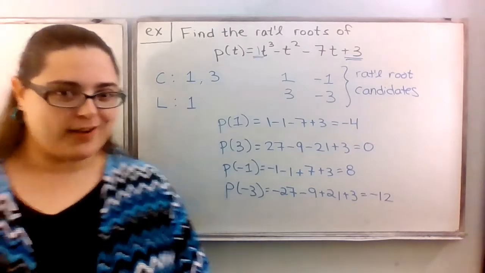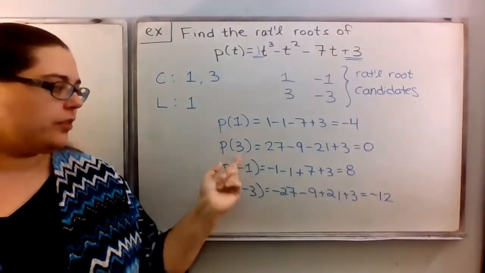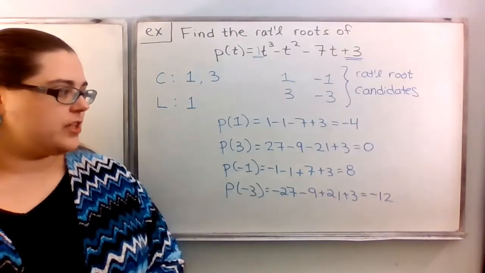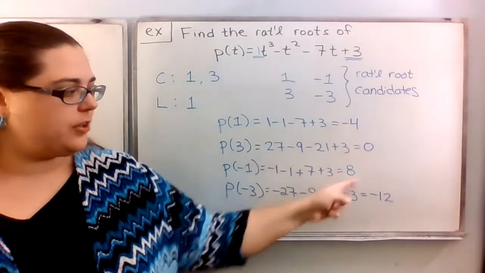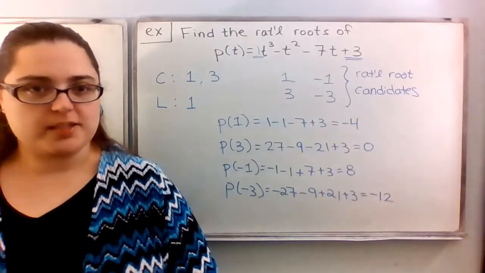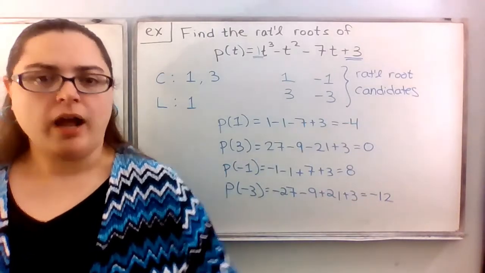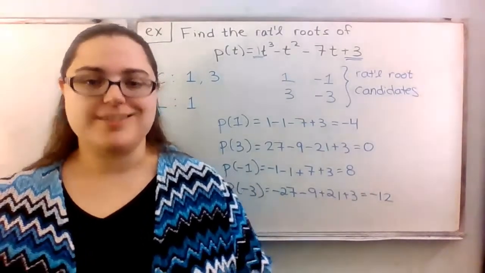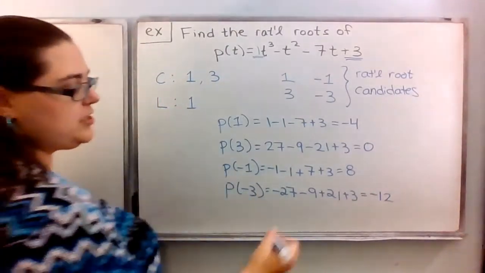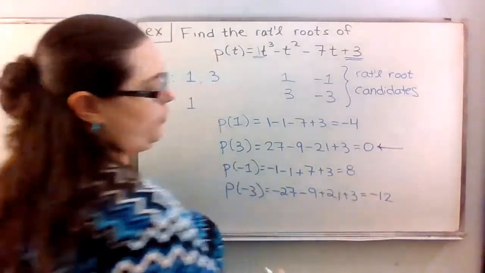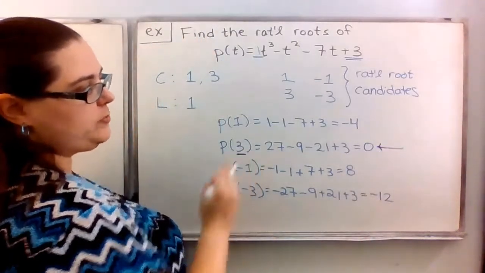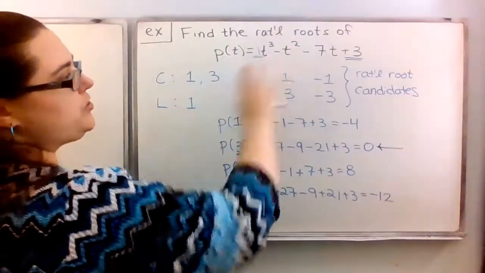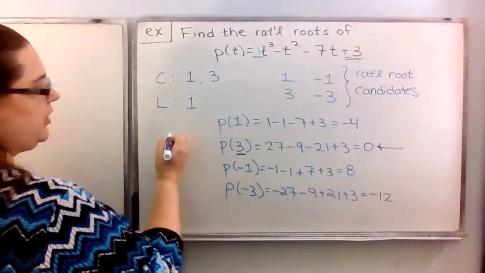Alrighty, so here's how I calculated P of 1, 3, -1, and -3. I found answers of -4, 0, 8, and -12 when I substituted in. What we're looking for in order to be a rational zero or a rational root is to get 0. So this is the only one where we got 0, which means that 3 is a rational root. So the rational roots of this polynomial are just going to be 3.